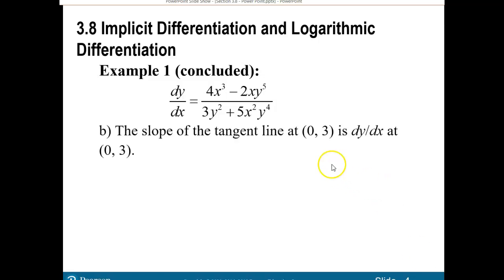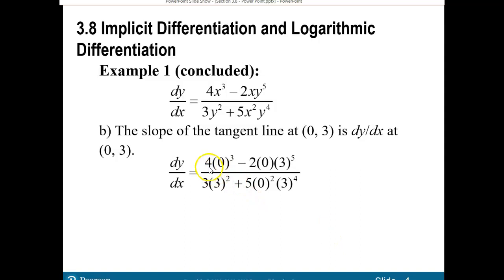All right, so then part B, find the slope of the tangent line at (0, 3). The slope of the tangent line still means the value of the derivative. So if I'm evaluating at this ordered pair, I'm letting x be 0 and y be 3. So if I plug in 0 for x and 3 for y into my derivative, x's get replaced with 0s, y's get replaced with a 3. Looks like that. And then when you clean that up, notice this top is a 0. This term is going to be a 0, and this term is going to be 27. So you're going to get 0 over 27, which is just 0.